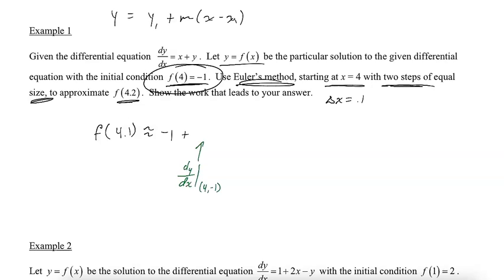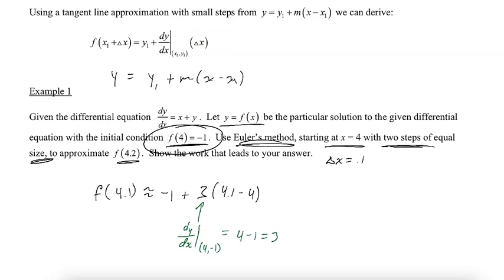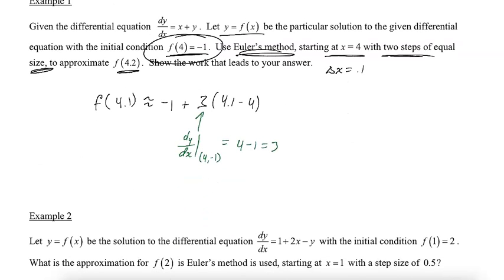4 minus negative 1, and then I can throw it into my equation, 4 minus 1, which is 3. So my slope will be 3 times x minus x1, so 4.1, which is what I'm trying to estimate, minus my x1, which would be 4. Notice this 4.1 minus 4 will be the same as your change in x, which is why in Euler's method we can just say it is delta x there. Okay, but then I can do that math.